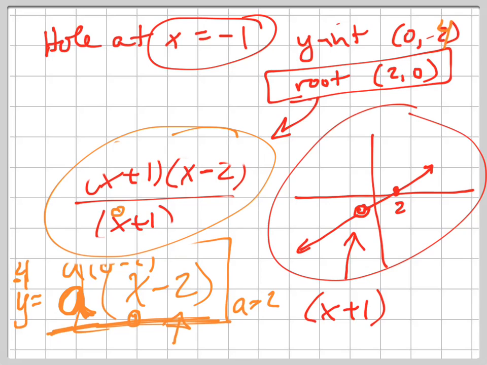That right there, that's your answer. Y equals x plus 1 times x minus 2 all over x plus 1. Wouldn't it be x plus? No, because the root is a positive 2. The root is positive 2, which means x equals positive 2. Back that out, set it equal to 0, and you get x minus 2. Okay, that's how you do that.